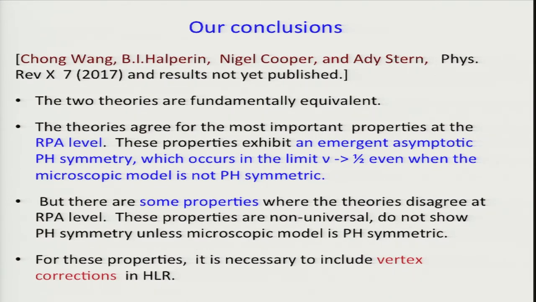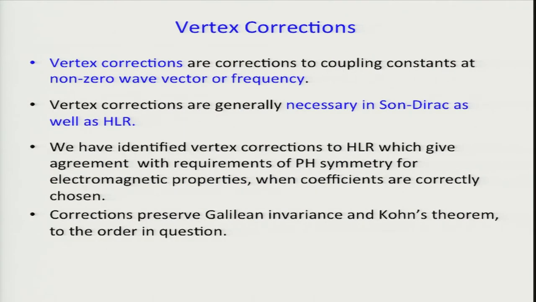And within this Halperin-Lee-Read HLR theory, in order to get these quantities right, you can't get them from RPA, which doesn't allow for this variation. But you have to include vertex corrections, which should be there. By vertex corrections, we mean that coupling constants at non-zero wave vector or non-zero frequency should have a wave vector and frequency dependence. And you need those corrections in order to restore particle-hole symmetry if you want to restore it for these properties. And you need vertex corrections in the Son Dirac theory also for many properties if you want to get the right answer.